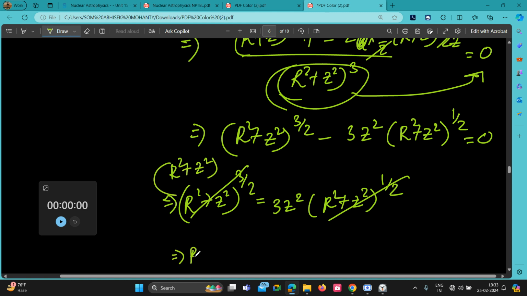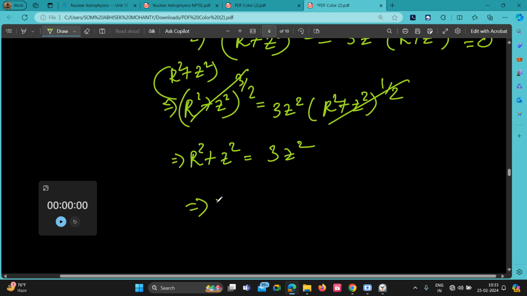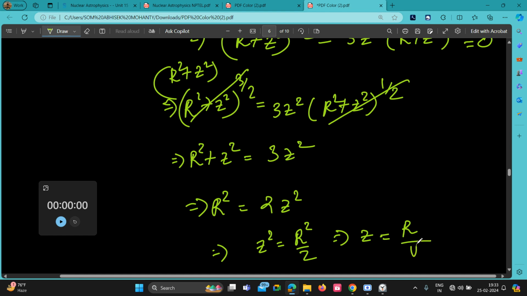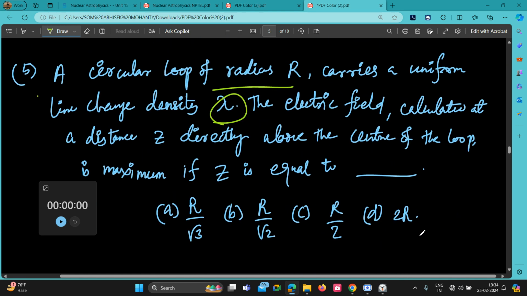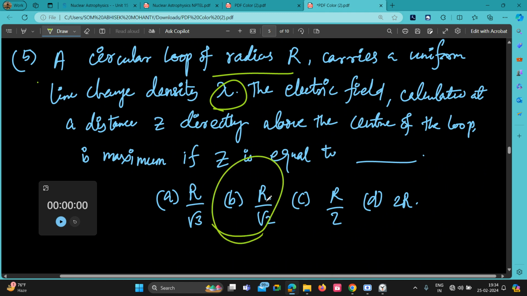So r square plus z square is actually how much? Is equal to 3z square, right? So I will take z square to that side. So r square is equal to 2z square. We need the value of z, right? So z square is equal to what? r square by 2. So z is equal to what? r by root 2. Okay, so this will be our answer. So for z equal to r by root 2, our electric field will be maximum.